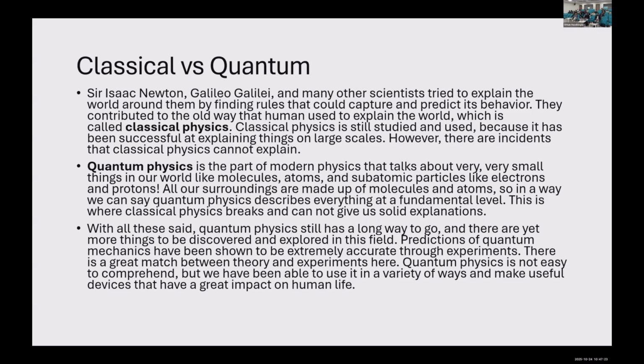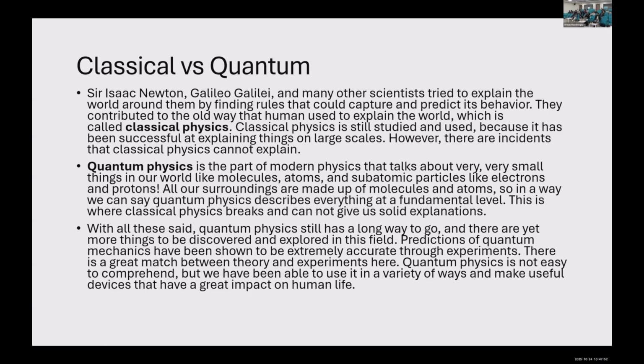So, when it comes to classical versus quantum, Sir Isaac Newton, Galileo Galilei, and many other scientists through the ages tried to explain the world around them by finding rules that could capture and predict its behavior. They contributed to the old way that humans used to explain the world, which is called classical physics. Classical physics is still studied and used because it has been successful at explaining things on large scales. However, there are incidents that classical physics cannot explain, like the Haber-Bosch process, right?